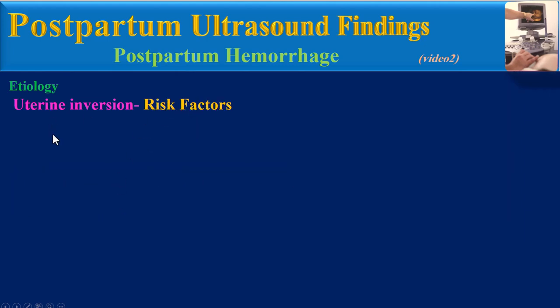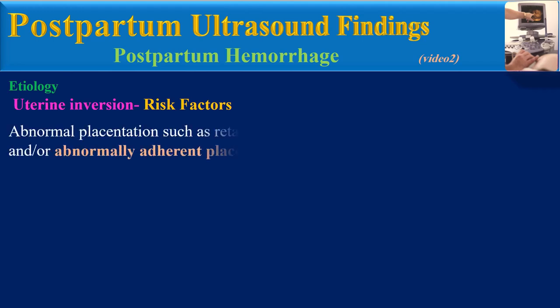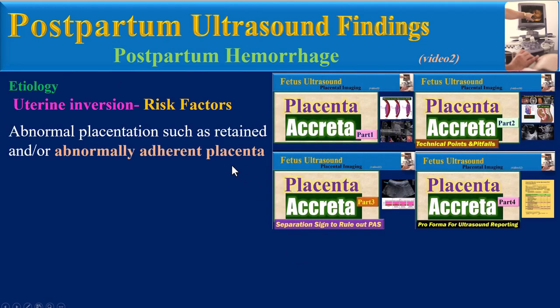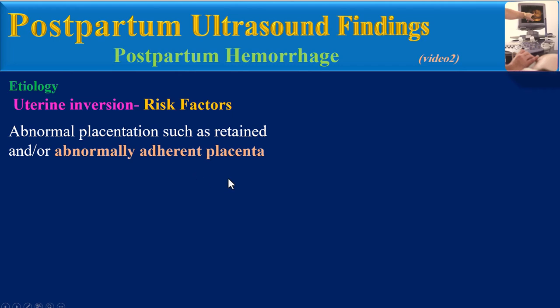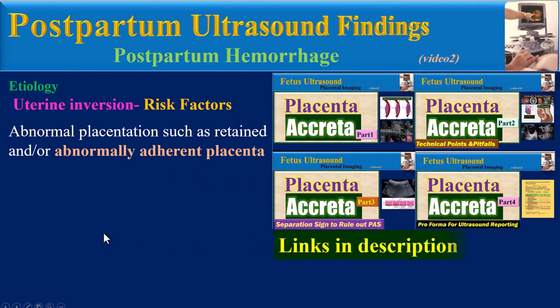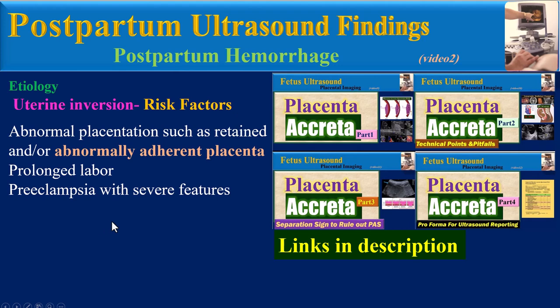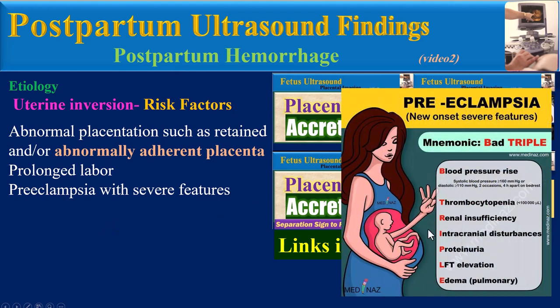What are the risk factors for uterine inversion? There are many risk factors, including abnormal placentation, such as retained and/or abnormally adherent placenta, prolonged labor, preeclampsia with severe features, and multifetal pregnancy.